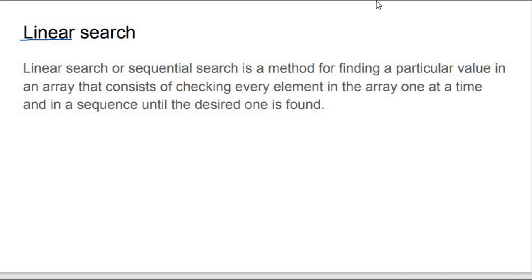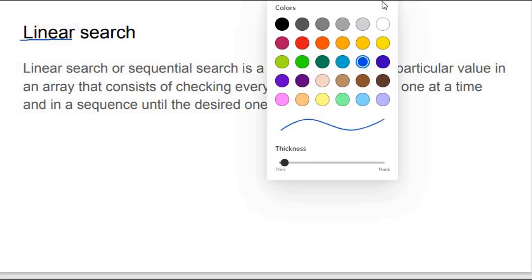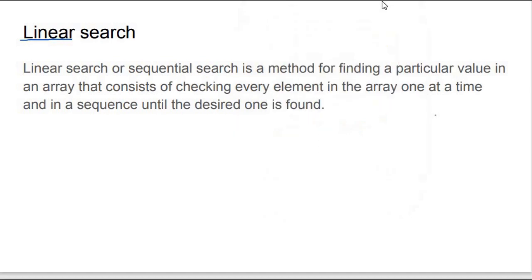I'll highlight once again. This term, checking every element in the array, means each and every element is being checked with the search element one at a time. This is another important term. And in a sequence, the search is done in a sequence.